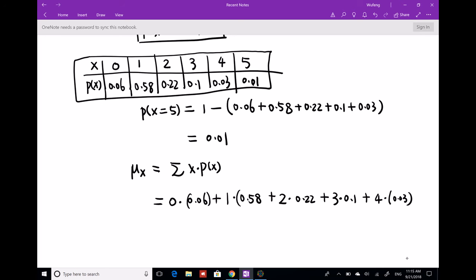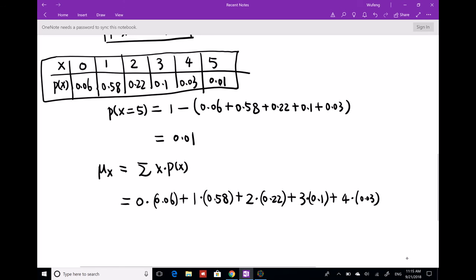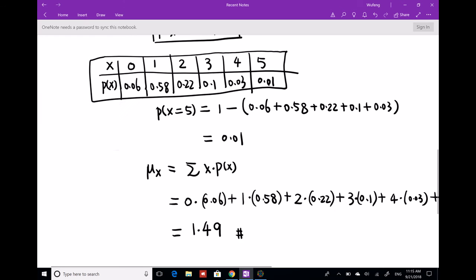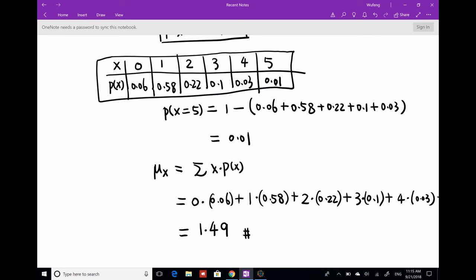plus 5 times its probability 0.01. Adding all of them together, the mean value of this probability distribution is 1.49. You can use a calculator to do that. This is an example of how to find the mean value of a discrete random variable.